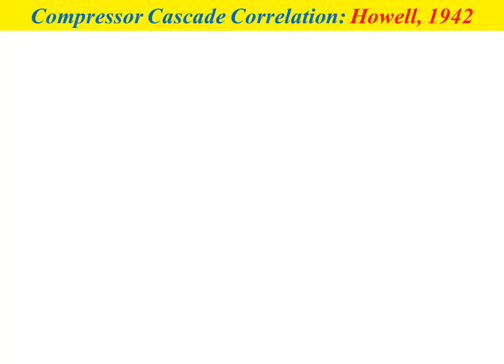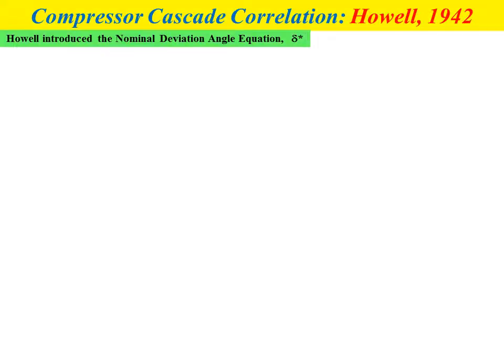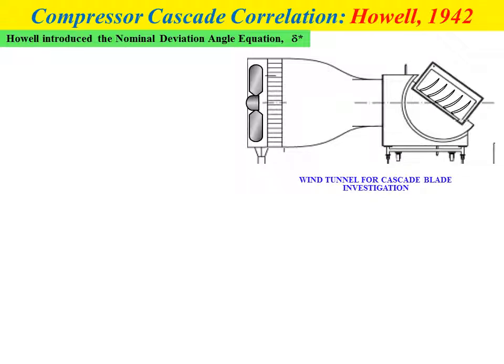Okay, for this slide, compressor cascade correlation, I will introduce the fourth correlation introduced by Howell in 1942. So Howell introduced the nominal deviation angle equation for delta star. The figure shows a simplified wind tunnel schematic diagram for cascade blade investigation that consists of a fan, straighteners, and also the cascade section.